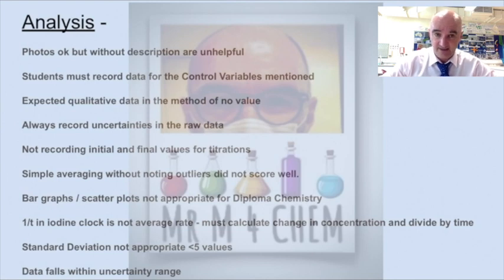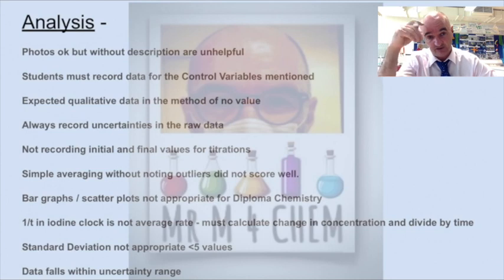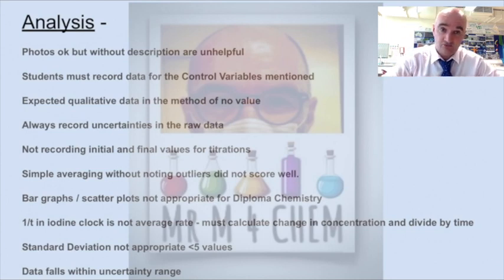And if the uncertainty on your data is plus or minus 0.2, and all your data is 0.1 something, 0.2 something, clearly there's no trend there because your data is within the uncertainty range. And that's often not recognized by schools, by students, or indeed teachers, that the data is basically meaningless if it doesn't go beyond the uncertainty range.